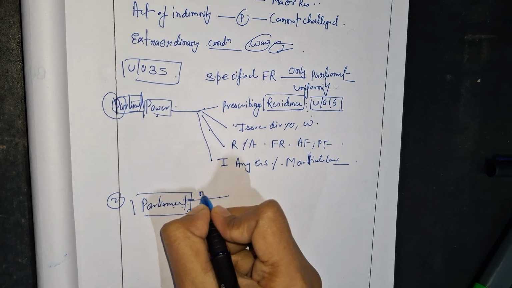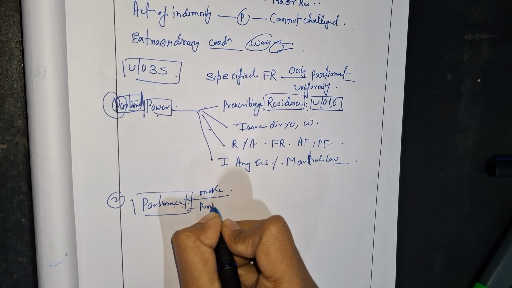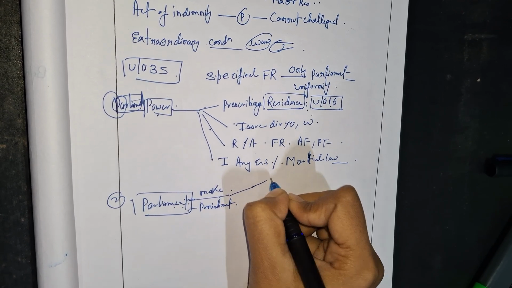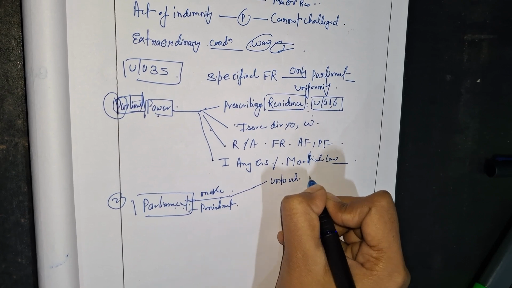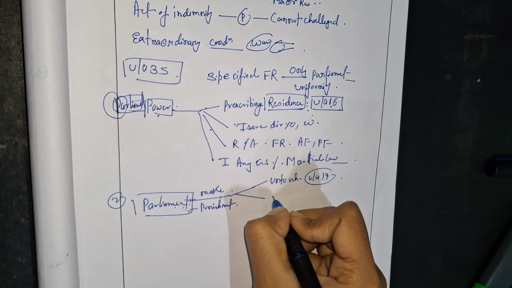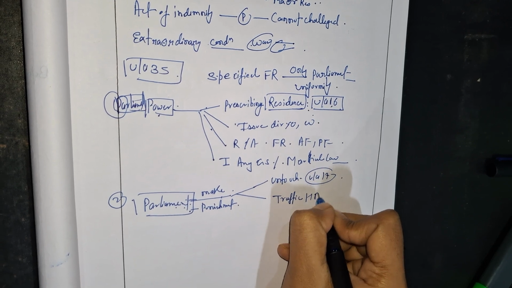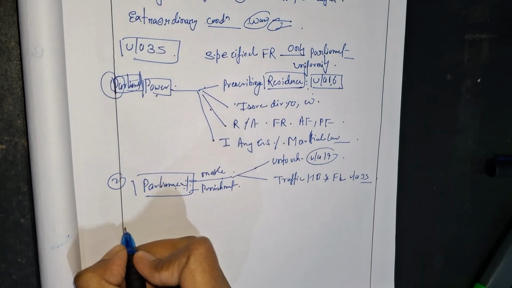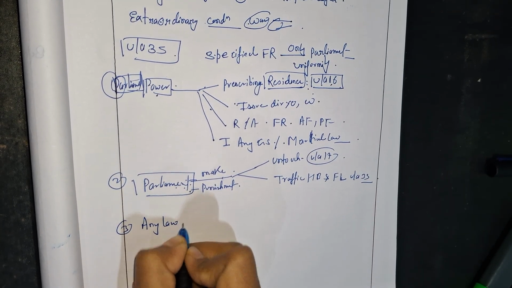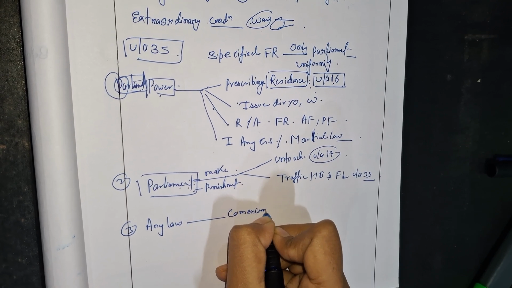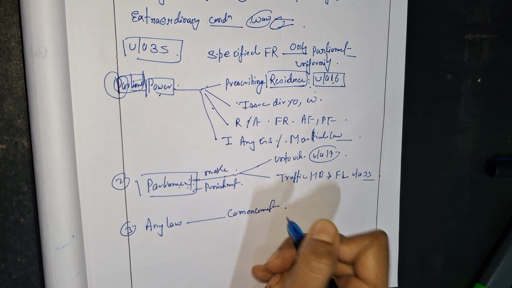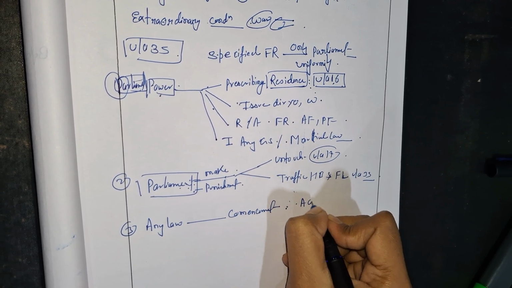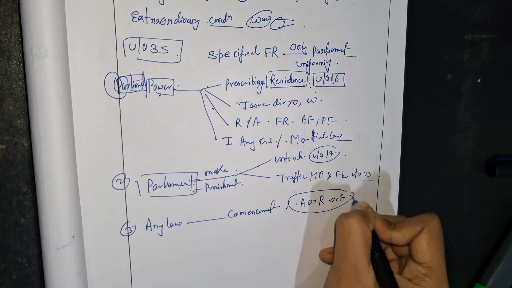Parliament shall have power to make laws for prescribing a punishment for those acts declared offense under fundamental rights. This includes untouchability under Article 17, traffic in human beings, and forced labor under Article 23. Third is any law in force at the commencement of the Constitution with respect to any of the matters specified above is to continue in force until altered or repealed or amended by a parliament.